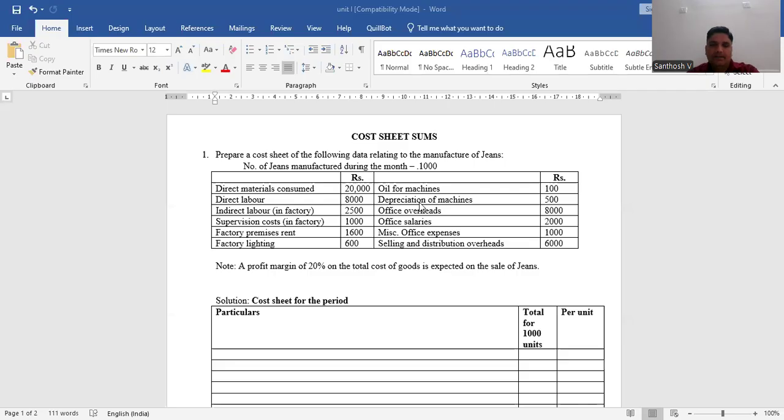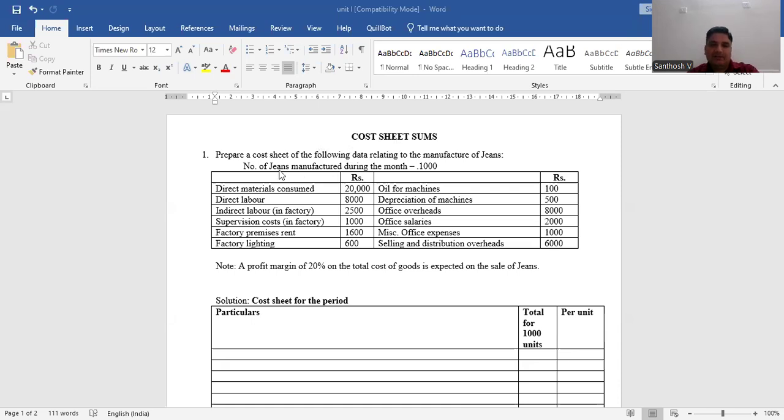Dear student, in a previous video, I gave clear information regarding cost center, elements of cost, direct expenses, indirect expenses, direct material, and direct labor. Based on that, I have taken simple sums on the cost sheet. Based on that question, I am going to explain here with the solution.